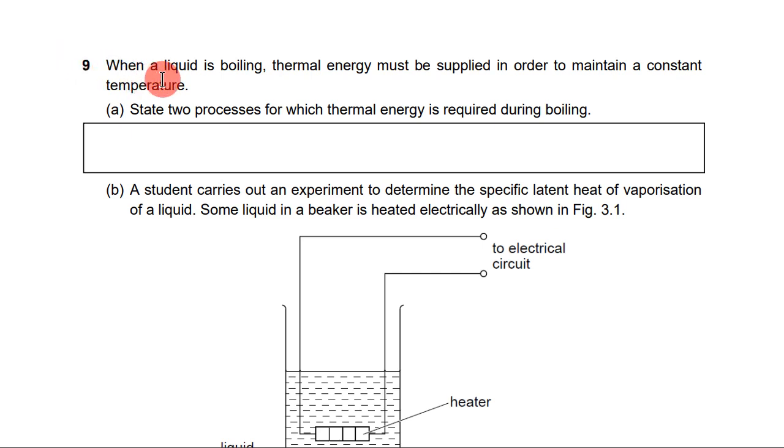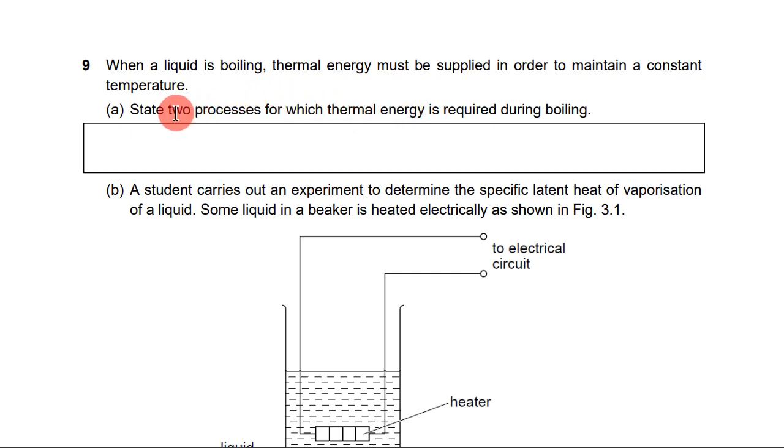Question 9. When a liquid is boiling, thermal energy, which is heat, must be supplied in order to maintain a constant temperature. So the question is saying that when you boil a liquid, its temperature never changes. Since the temperature never changes, how come we still must supply heat? Since there's heat supplied to the liquid, why doesn't the temperature rise? What happened to all the heat that we supply to it? During the boiling, the heat must be doing something other than raising the temperature. So what is the something else that the heat is doing?